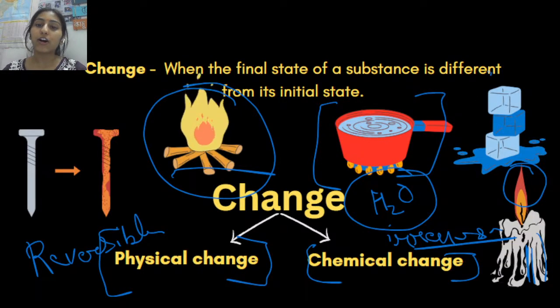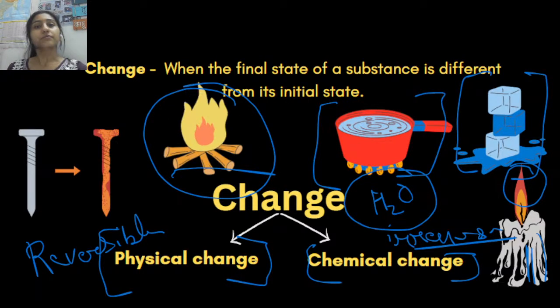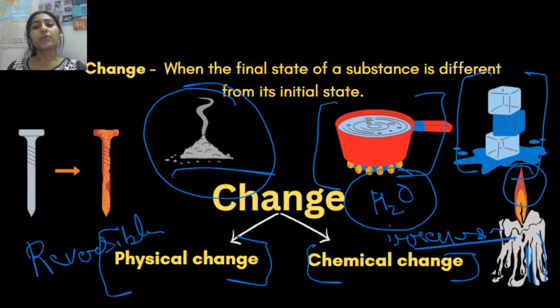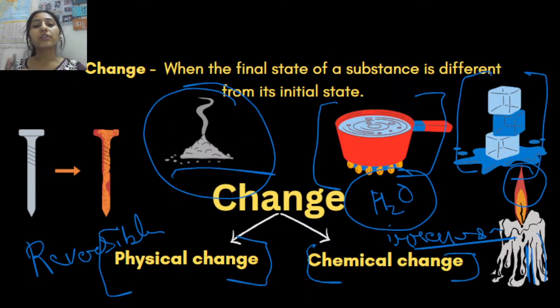Similarly, the melting of ice would be regarded as a physical change, because ice is what? Ice is water in solid form. So the form of water is getting changed from solid to liquid. But water is water. Water is the same. So it would be regarded as a physical change.